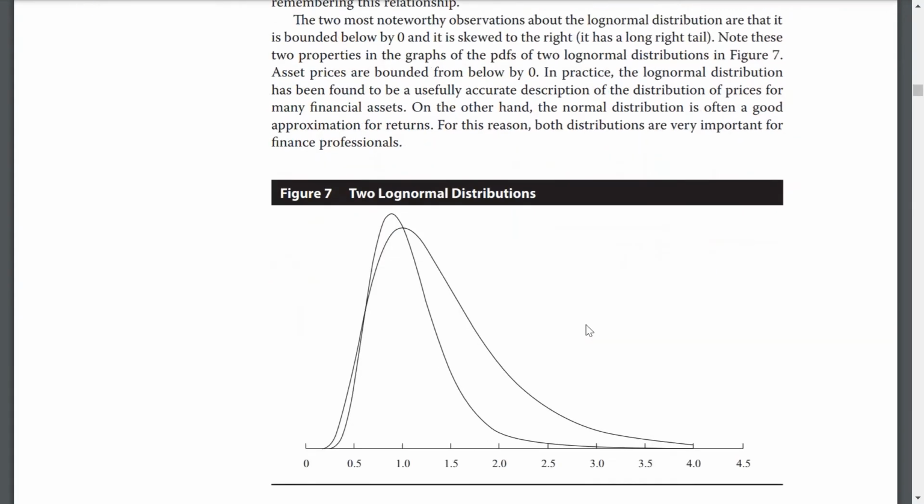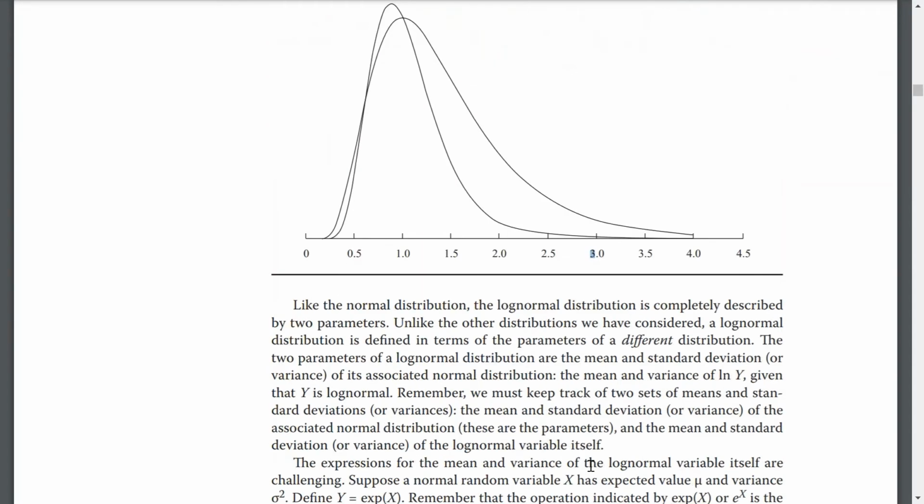So it's skewed to the right. You can see we have a longer tail at the right-hand side. So that's what it was talking about. Two lognormal distributions.